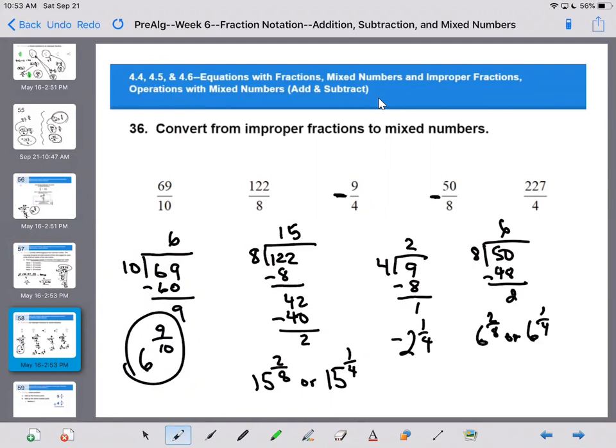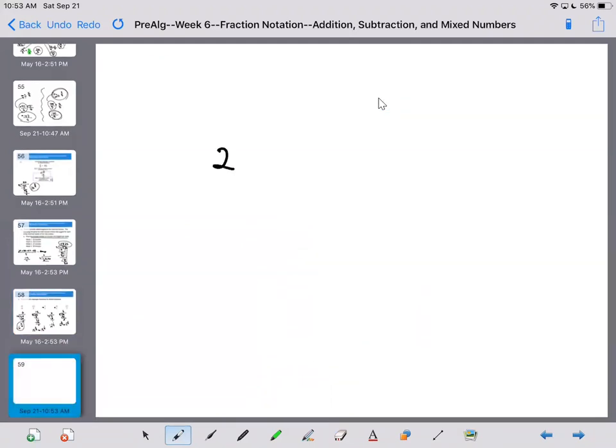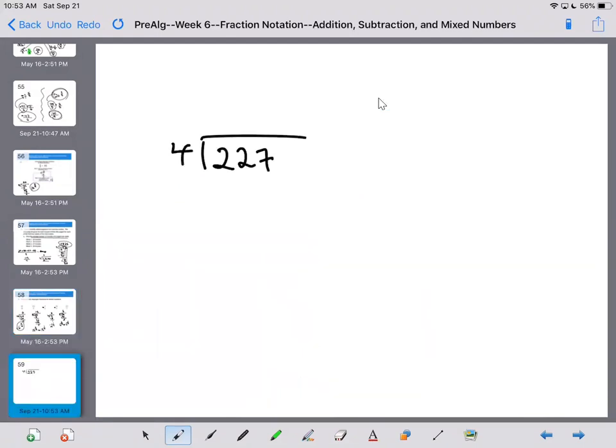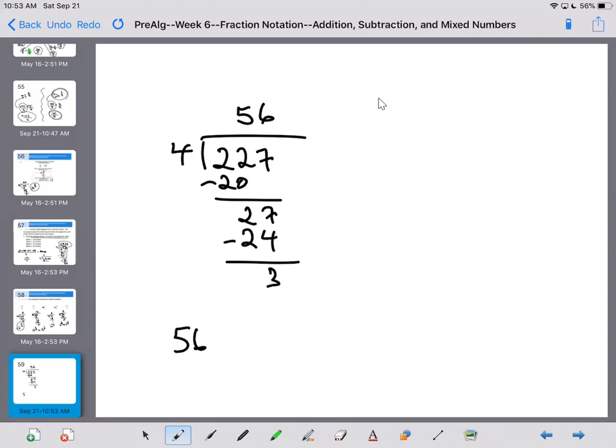And then 227 fourths, make sure I copied that correctly, 227 fourths, 4 will divide 22 10s, 5 10s times, so that will be 4 will divide 27 ones, which would be 6 times. So 56 3/4 is equivalent to 227 fourths.